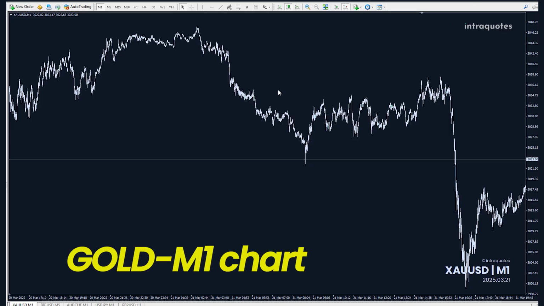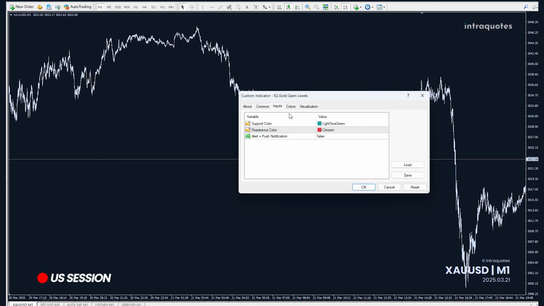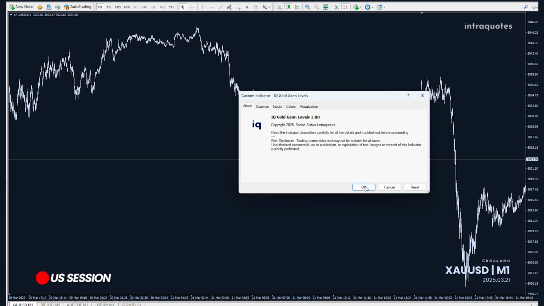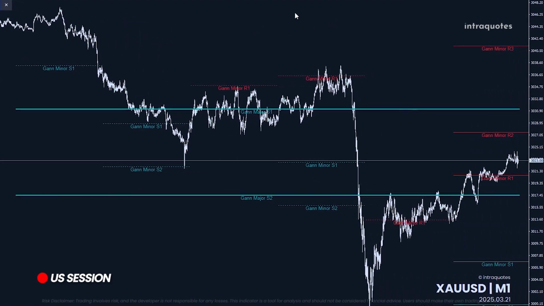This is the gold 1-minute chart. Let's add the indicator here. As you add the indicator to the chart, it automatically plots all the Gann support and resistance levels. No hard work and complex calculation from your side is needed. And you can see here how accurately the market has reacted on this Gann minor S2.